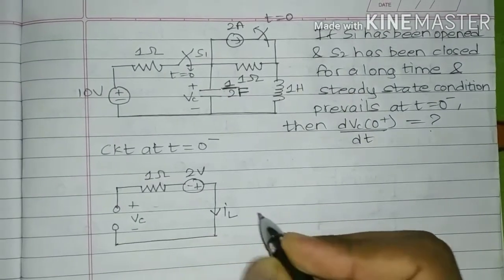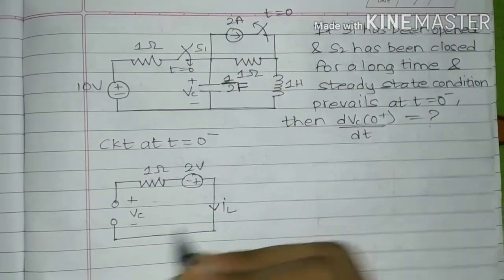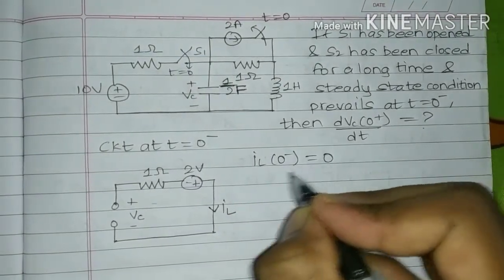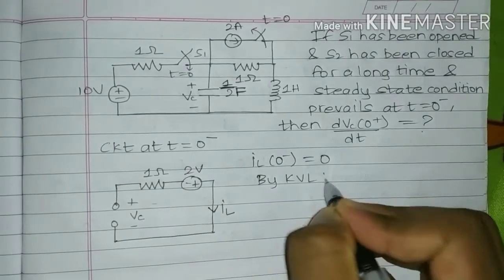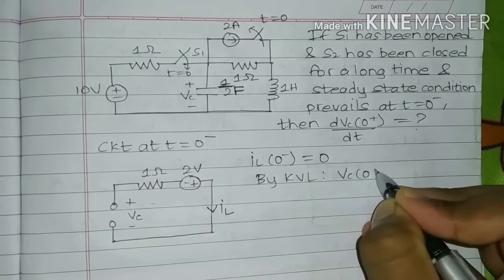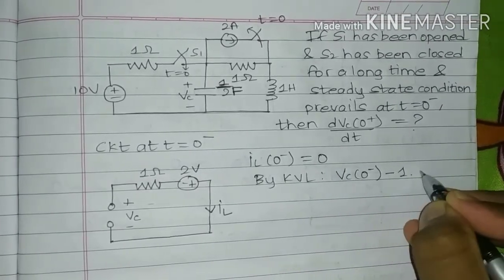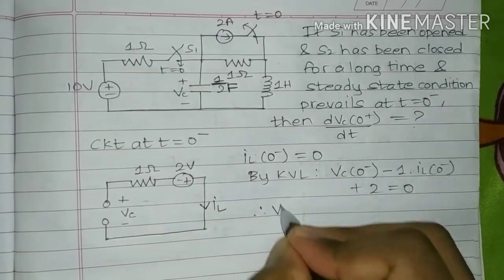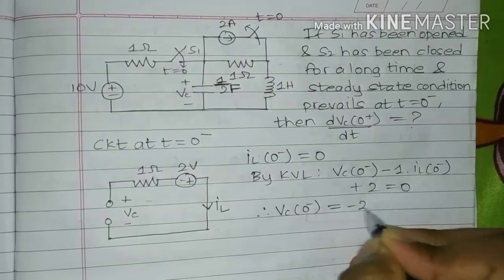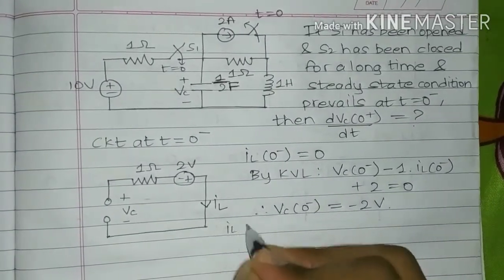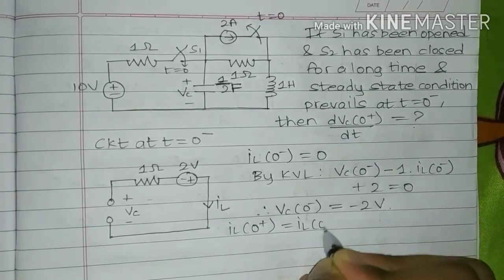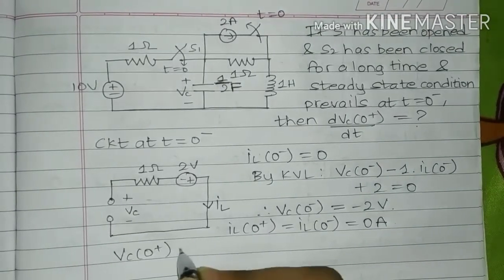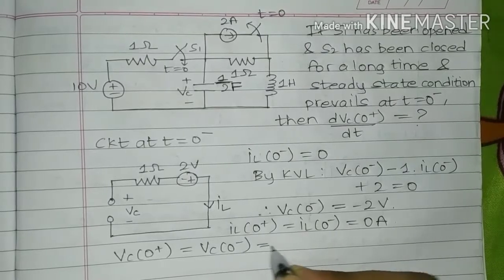The current is IL. So now by KVL over here, first of all let's write IL of 0 minus, which is 0 ampere. Now by KVL, VC of 0 minus, 1 into IL of 0 minus plus 2 is equal to 0. Therefore VC of 0 minus is equal to minus 2 volts. Now IL of 0 plus will be equal to IL of 0 minus is equal to 0 ampere, and VC of 0 minus is equal to VC of 0 plus, which is equal to minus 2 volts.